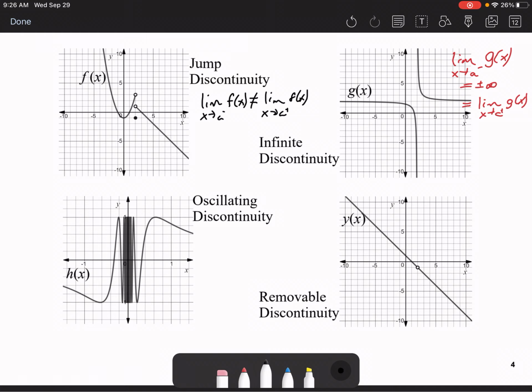This next one in the bottom left corner is what we call an oscillating discontinuity. This occurs when your actual limit doesn't exist as one specific value. It's so hard to tell where that value is. So the limit as x approaches a from the left or from the right of this function h of x is somewhere between plus or minus 1, but you're not exactly sure where.